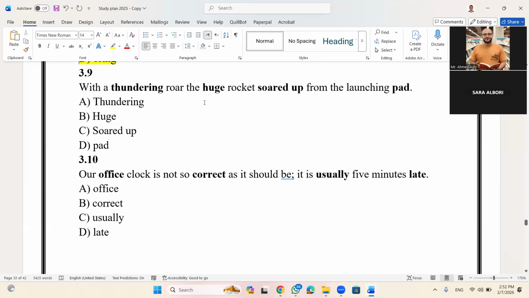The problem here is with soar up. Soar means to fly like a bird. When a bird flies without moving its wings, this is the meaning of soar. You see, sometimes birds fly high in the sky, and then they don't move their wings to fly. So the right answer here should be took off. When a rocket or a plane leaves the Earth, this is called taking off, not soaring up. Clear?